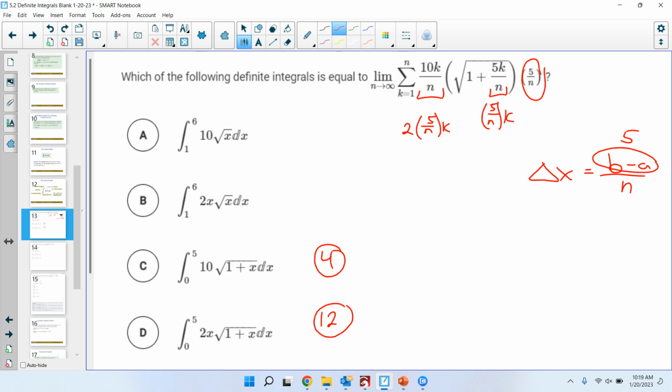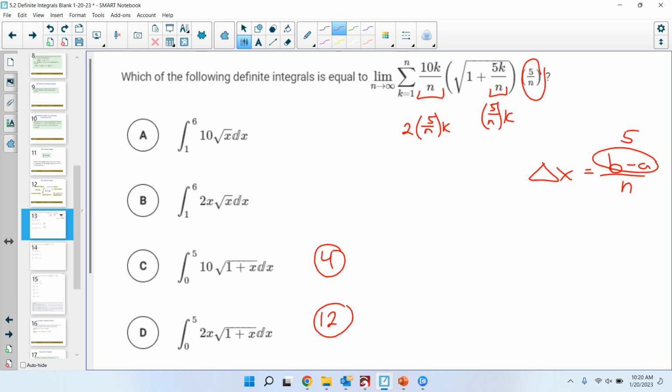You with me? So, what's a 5 over n times k? Well, 5 over n times 1. Then 5 over n times 2, if k is 2. 5 over n times 3. If k tells you what rectangle you're on, isn't 5 over n times k how many 5 over n's you've gone? How many widths you've gone?